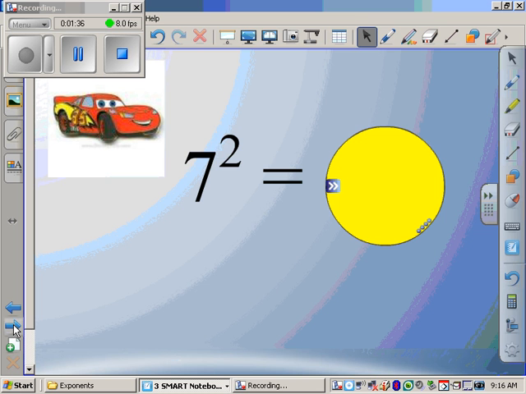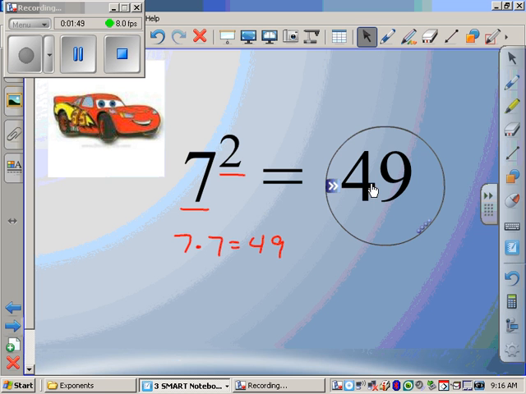In the next example, we have 7 squared, or 7 to the second power. Again, you take the base and multiply it by itself the number of times the exponent tells you. So in this case, 7 times 7, or 7 squared, is 49.